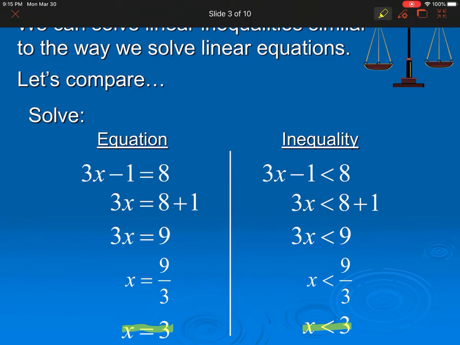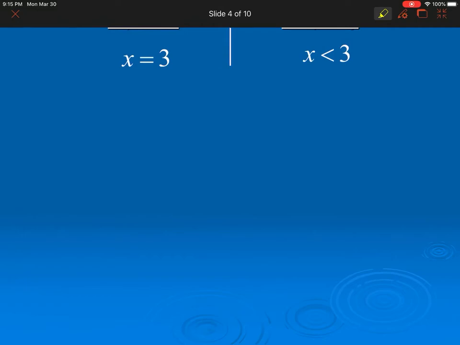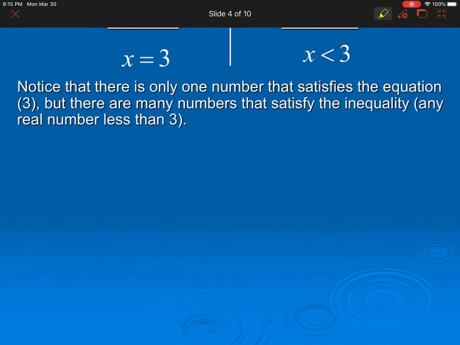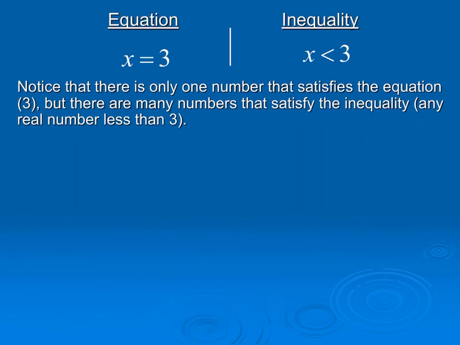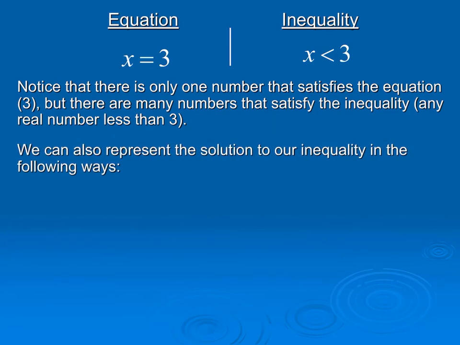The other difference, it's going to take a couple of slides to get to that. Don't worry about that just yet. I'll bring it up in just a minute. But for now, the difference between the two answers is that when we got x equals 3 in the equation, we have one answer. When we got x less than 3 in an inequality, there's lots of numbers to satisfy this inequality.